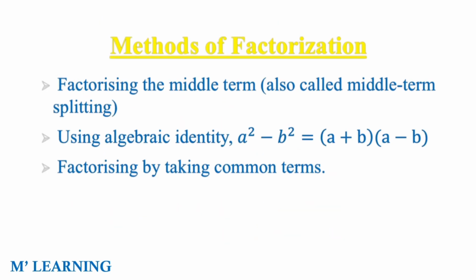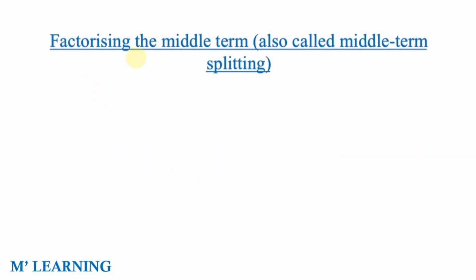So now let's see the methods of factorization. All factorizations of quadratic polynomials can be done by these three methods: first, factorizing the middle term, which is also known as middle term splitting. Second, the algebraic identity like a square minus b square, which is a plus b, a minus b, and third, factorizing by taking common factors. So let's start with factorizing the middle term, also called middle term splitting.